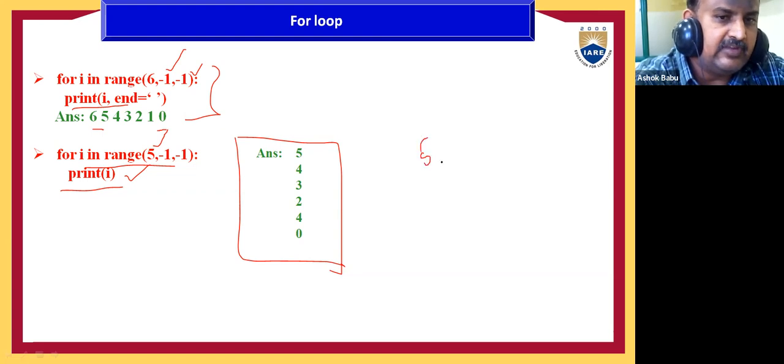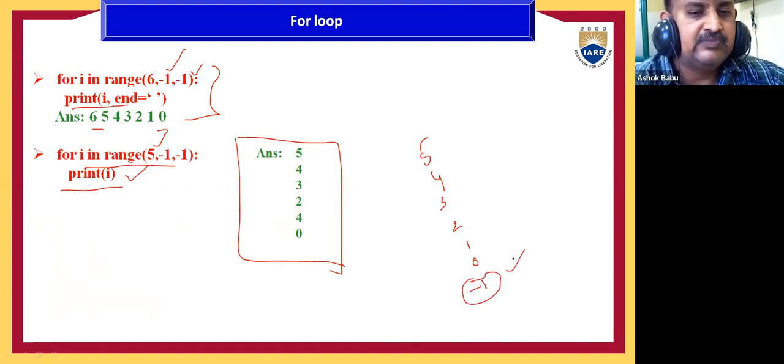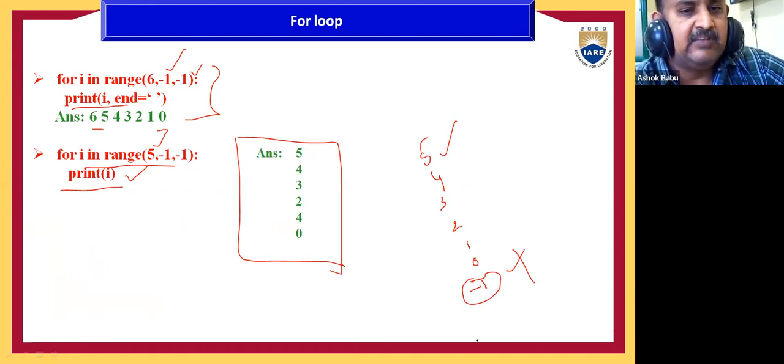So 5, 4, 3, 2, 1, 0. Because the final number is -1, the range is from 5 to -1. 5 will be included and -1 will be excluded. Therefore, it will print the numbers from 5 to 0 in vertical fashion.